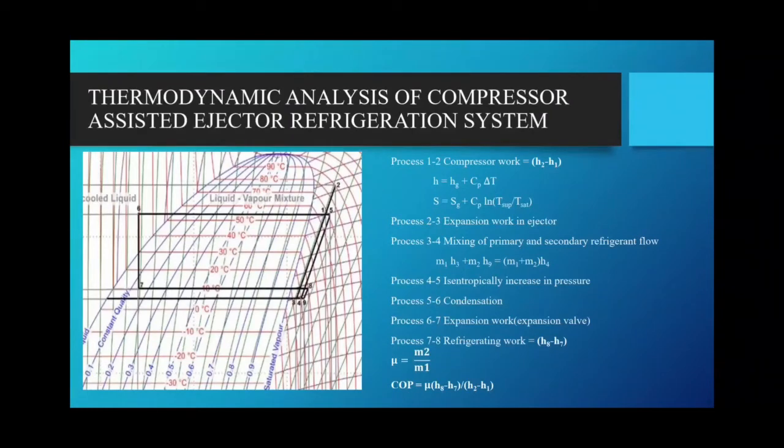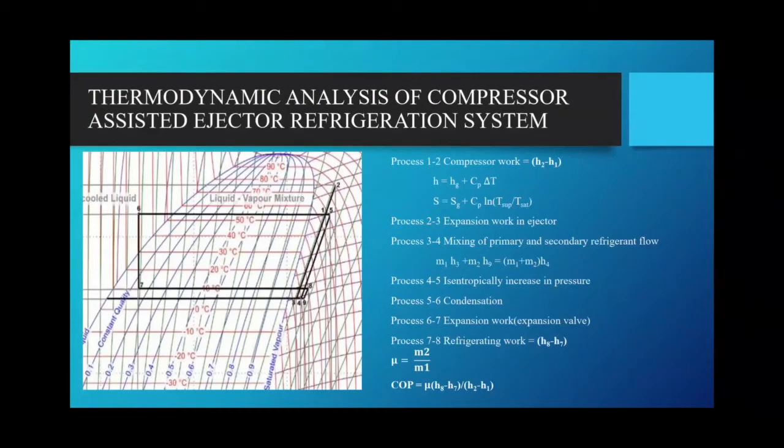Process 1 to 2 is the compressor work, and the formula used to calculate the compressor work is explained here. Process 2 to 3 is expansion work in the ejector. Process 3 to 4 is the mixing of primary and secondary refrigerant flow. Point 4 is the mixing point of the refrigerant coming out of the compressor and the same refrigerant coming out of the evaporator. To calculate the enthalpy at point 4, the energy balance equation is shown here.